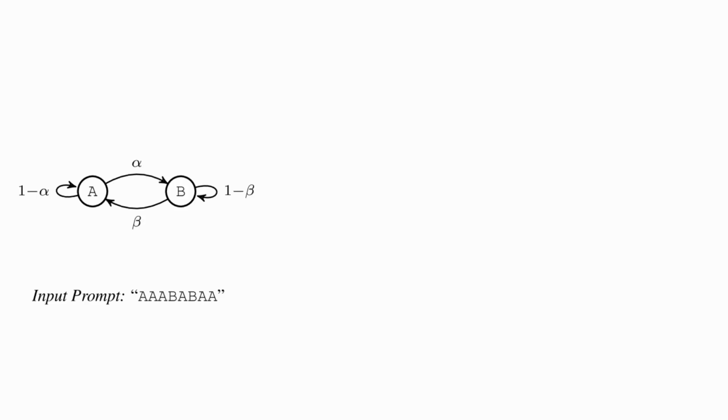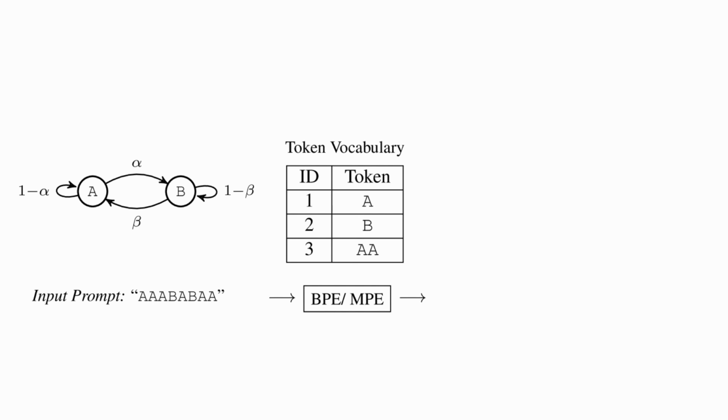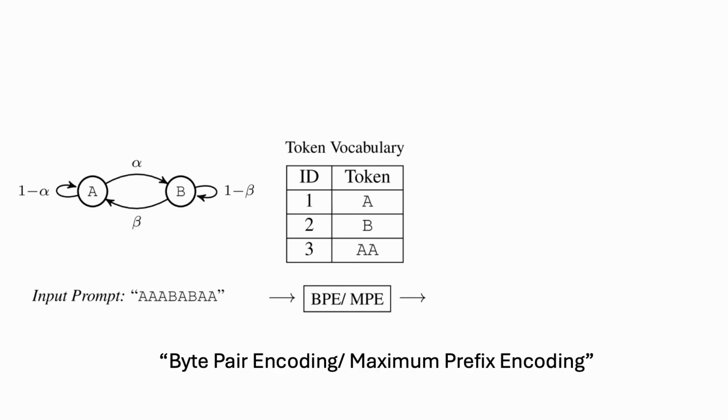To better understand tokenization bias, consider this simple language model, which is a Markov chain with two states, A and B. We introduce tokenization with the following vocabulary. Notice that we have an extra token, which is a double A. Here, BPE and MPE stand for byte pair encoding and maximum prefix encoding. They are commonly used in today's language models.